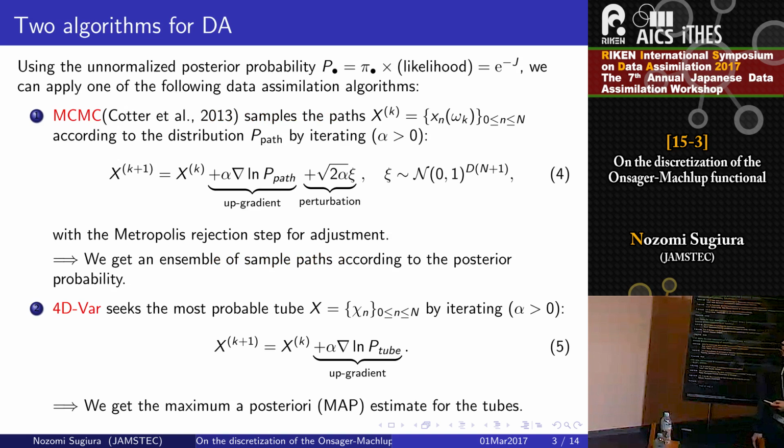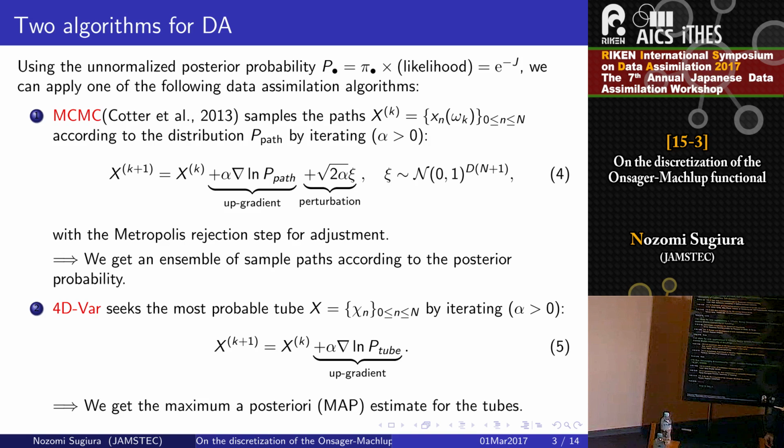And we can solve that nonlinear smoothing problem by two methods. One is MCMC, Markov chain Monte Carlo, that samples paths according to the posterior distribution, like this. You can use the gradient of the logarithm of the posterior and add perturbation. It is also called the Metropolis-adjusted Langevin algorithm because it has a rejection step for adjustment, the Metropolis rejection step. In this case, you can get an ensemble of paths according to the posterior probability.